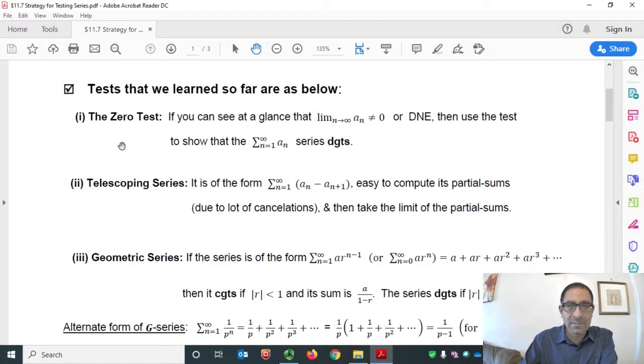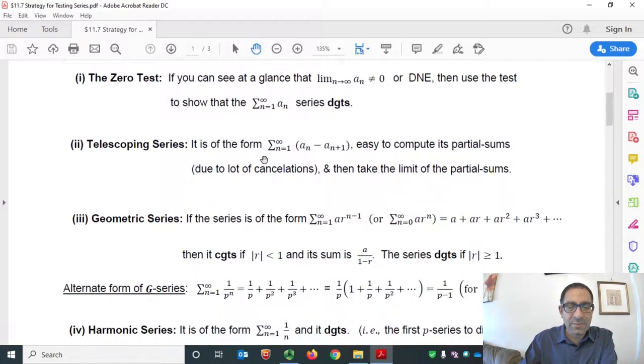The zero test, also called the divergence test. If you can see at a glance that the limit of a_n is not equal to 0 or does not exist, then use the test to show that the given series diverges. Two, telescoping series. It is of the form summation of a_n minus a_(n+1). It is easy to compute its partial sums due to a lot of cancellations, and then take the limit of the partial sums.